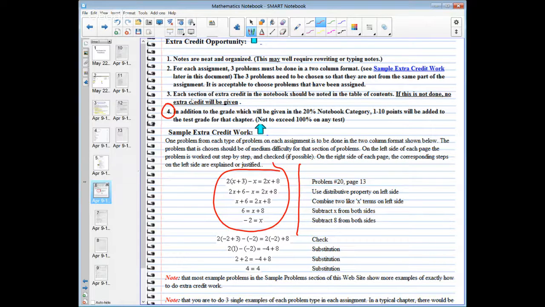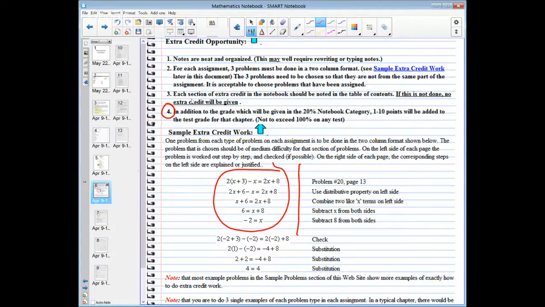And then let's say you got a +9. What I will do is take that 9 points and add it on to your test score. So for example, if you had a 78% on your test, with the +9 you'd have an 87. A full grade on your test. So it's a pretty cool opportunity.